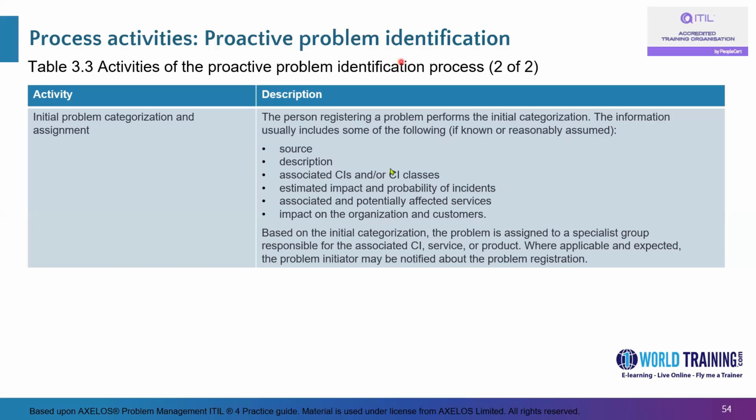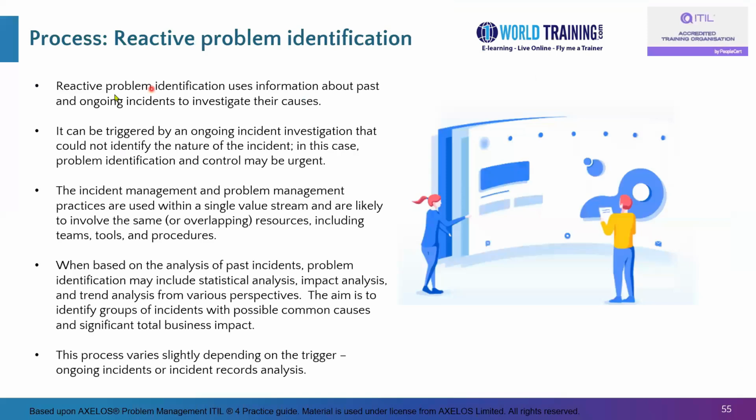Then we have the next process, which is reactive problem identification. Very similar, except that there will be no review of the proactively submitted information in this case, because this is about information about past incidents and ongoing incidents. The past incidents can be useful to detect certain trends. Ongoing incidents will usually require more immediate attention depending on their priority.